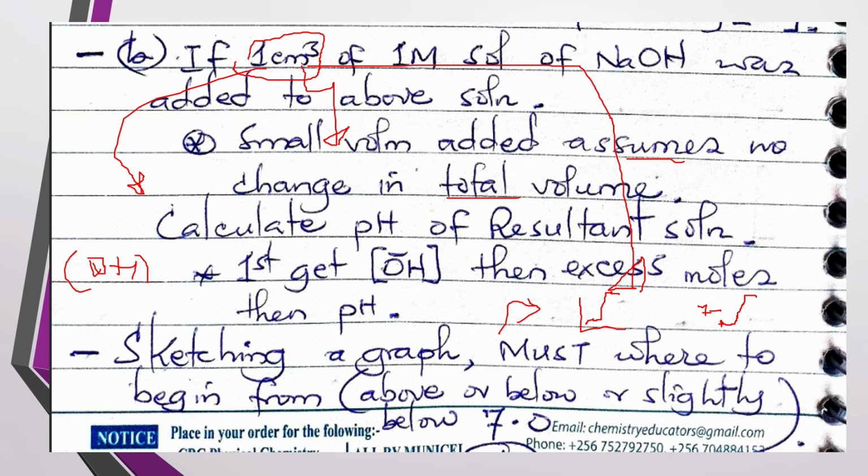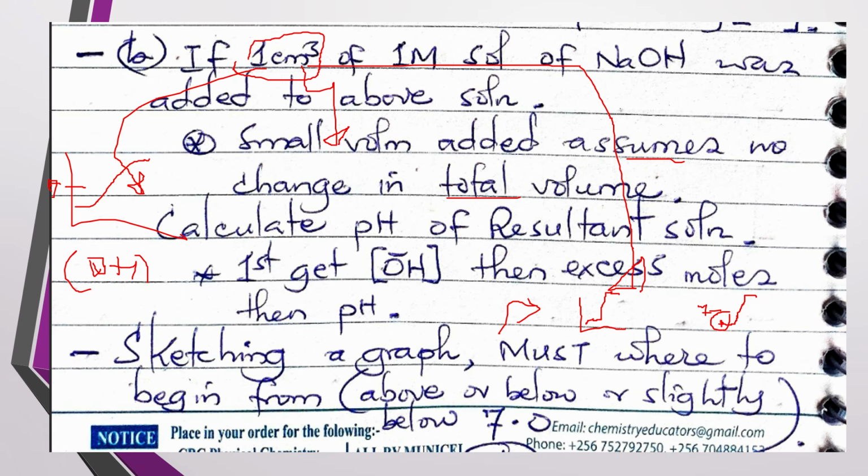You should know what is the relative pH of a weak acid. That's where your graph should start from. Or what is the relative pH of a weak base. That's where your pH should start from. When you're sketching, you should ensure that you label 7 because that's the neutral pH, and then you base from there to start your graph sketching.